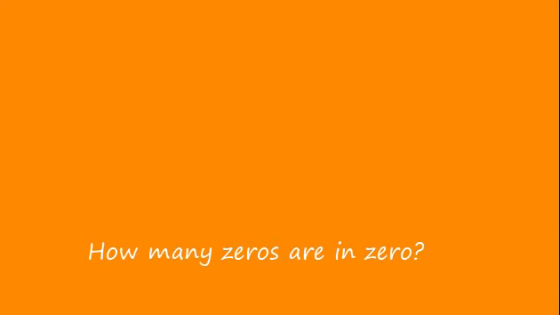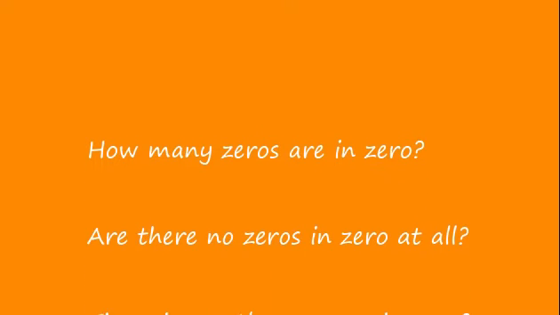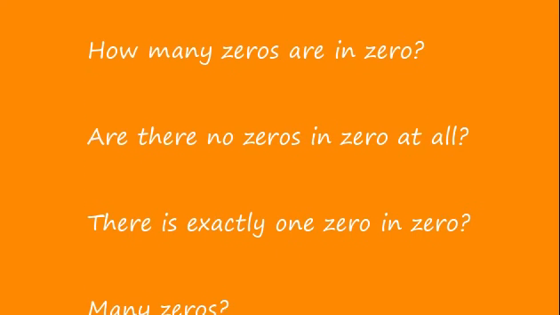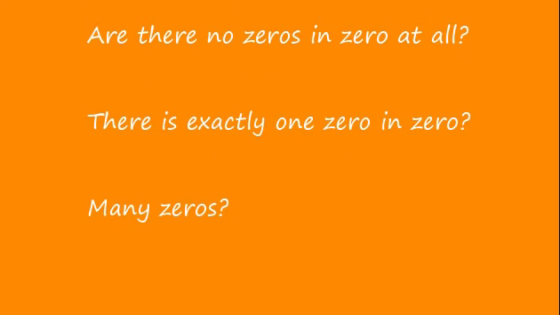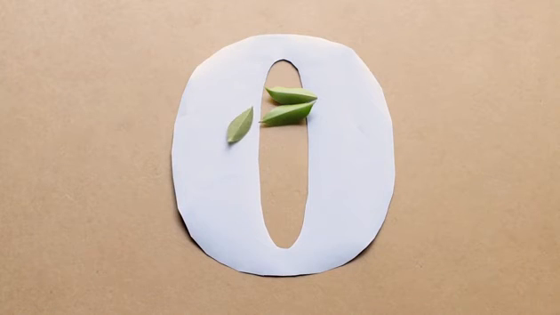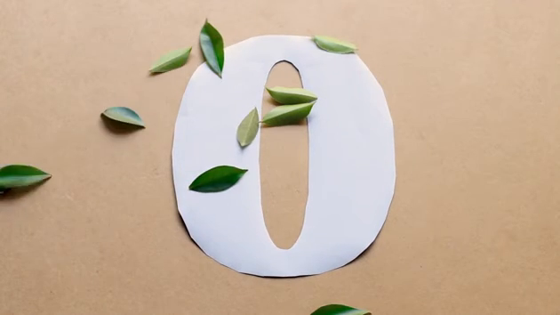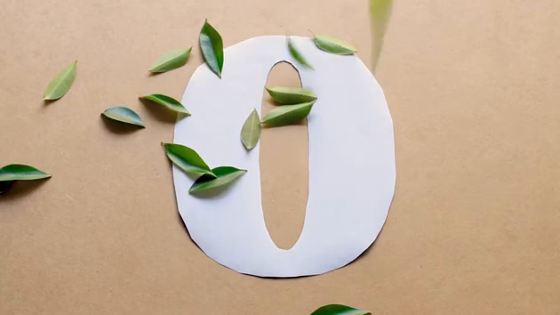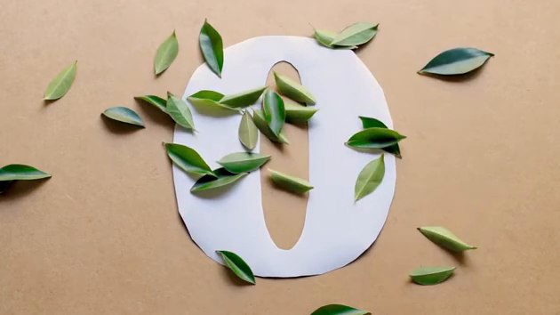0 over 0 is like asking, how many zeros are in 0? Are there no zeros in 0 at all? Or perhaps, there is exactly 1 zero in 0? Or many zeros? So 0 over 0 is indeterminate, or in other words, it could be any value. This means, we cannot get a specific number for 0 over 0.